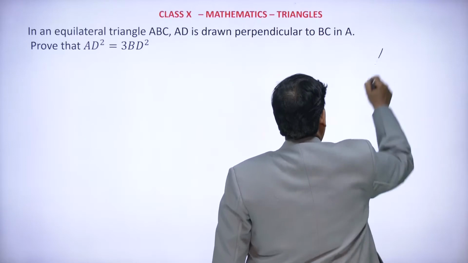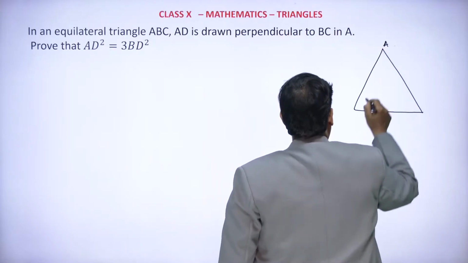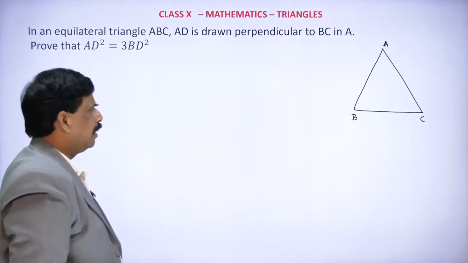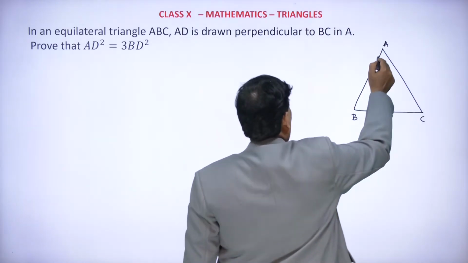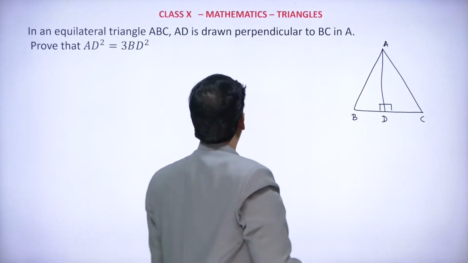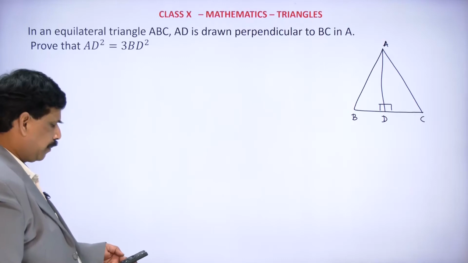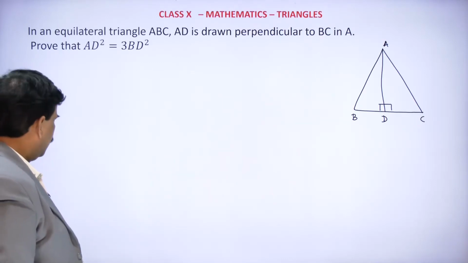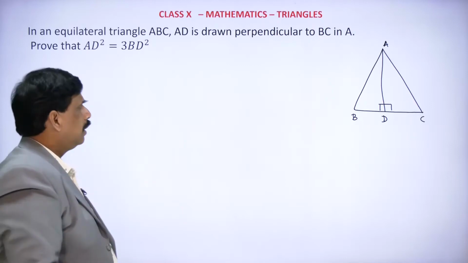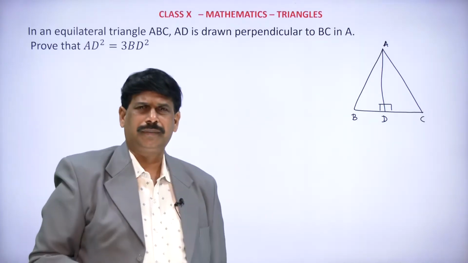There is one equilateral triangle. So this is one equilateral triangle ABC. In this equilateral triangle ABC, AD is drawn perpendicular to BC from A. It's clear. And now, what is it asking us to prove here? AD square is equal to 3BD square. That is the question. Clear?